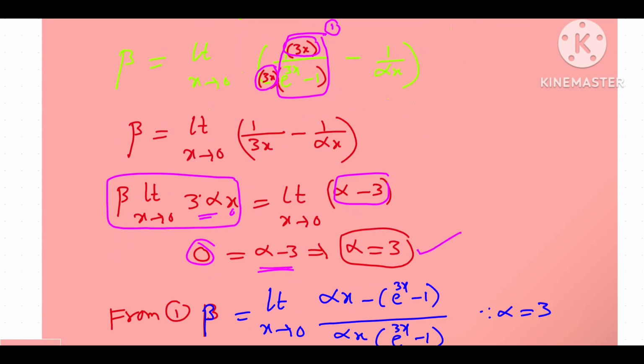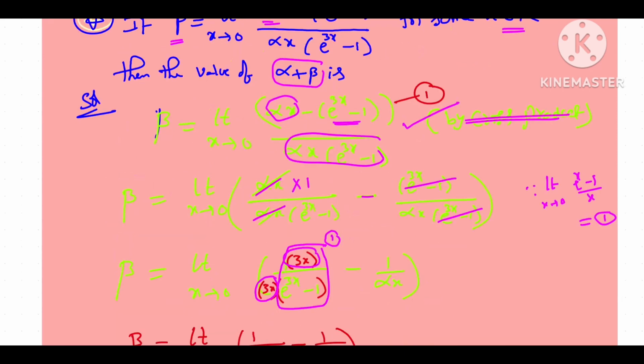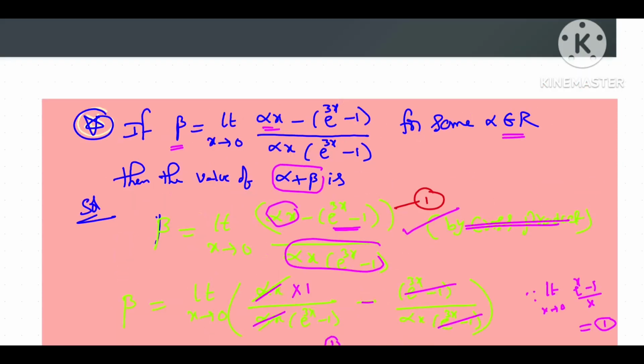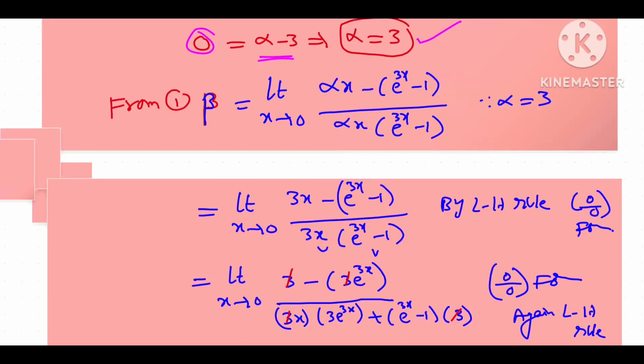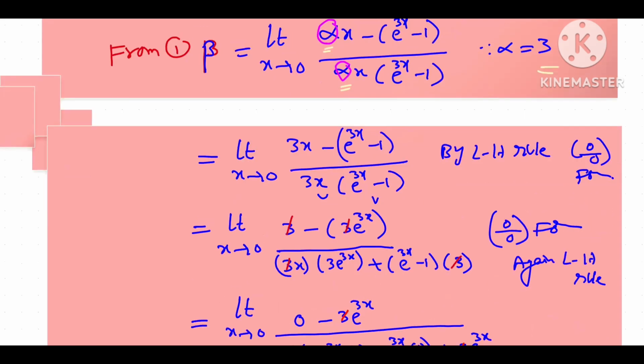Substitute in the statement. What is the statement here? Beta is equal to limit x tends to 0 of (alpha x minus e to the power 3x minus 1) by (alpha x into e power 3x minus 1). That is equation 1 written here. So in place of alpha write 3. What we get here? Limit x tends to 0 of (3x minus e to the power 3x minus 1) by, with alpha replaced by 3 in the denominator also, 3x into e power 3x minus 1. Now this is a 0 by 0 form.